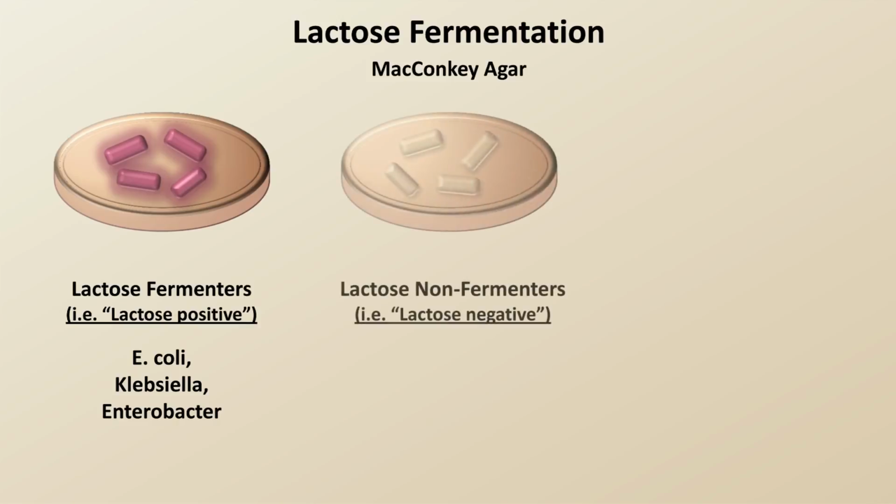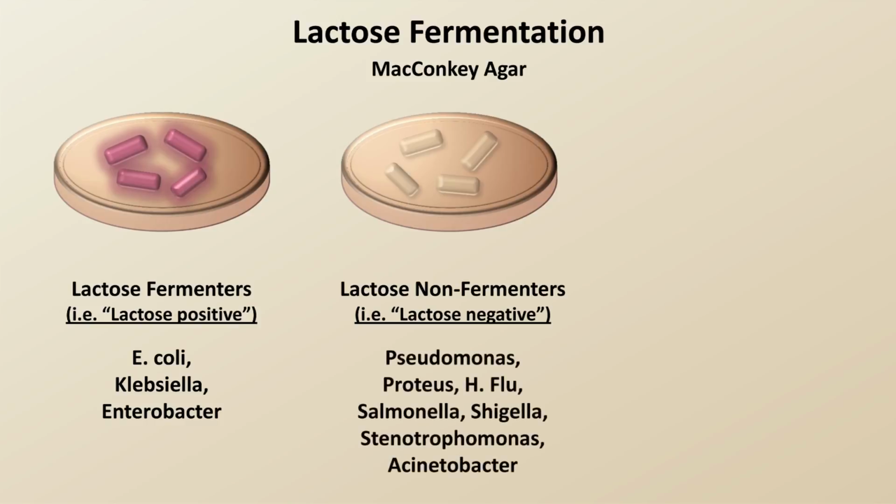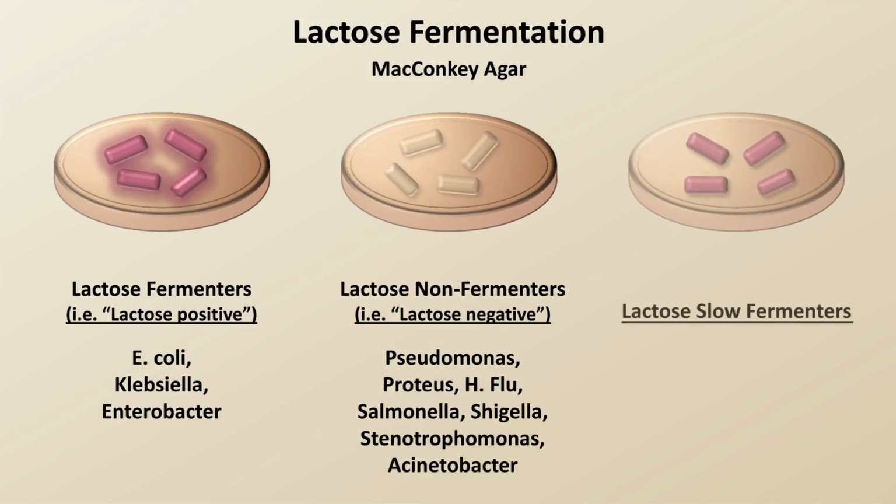Lactose non-fermenters, that is lactose-negative bacteria, appear translucent. These include almost all other gram-negative rods, except for those in a final category known as the lactose slow fermenters, which on the agar may appear red or pink, but without the distinctive halo of the lactose-positive bacteria. There are 2 commonly cited members of this category, Citrobacter and Serratia.